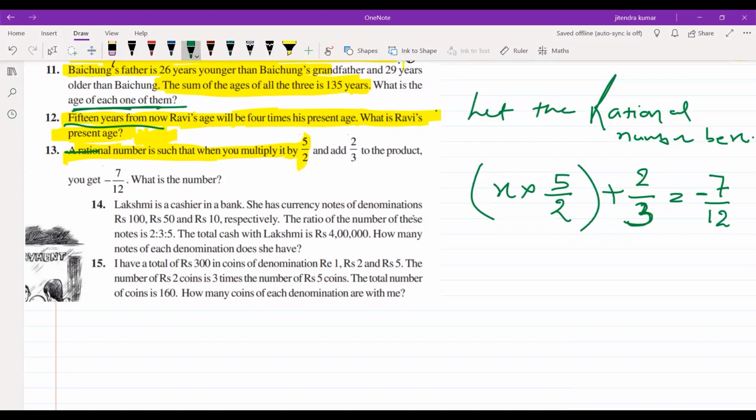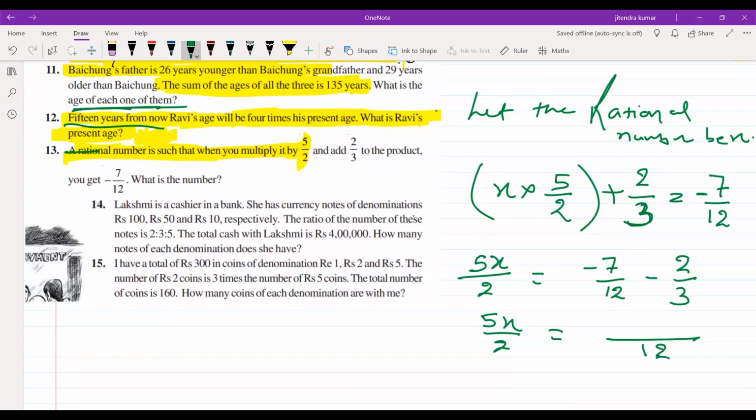Okay, so what we have to do here: you can take this 2 by 3 to the right side. Tell me the answer, have you got the final answer? So if we take 2 by 3 to the right side, we will have 5x by 2 equals minus 2 by 3 minus 7 by 12, and so x is equal to minus 1 by 2. The rational number is minus 1 by 2.